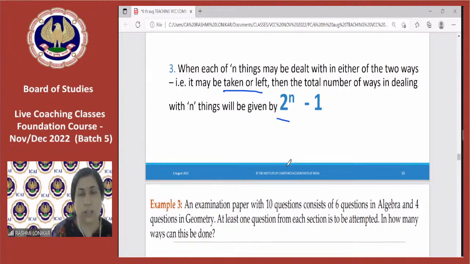Why that 2 raised to n is because either I can take a subject or leave it. I may say yes or I may say no. So because of that, we have 2 raised to n. And why the -1? Because we do not take the condition that the child is not going to sit for the exam. Okay, we don't take that situation. So this is 2 raised to n minus 1.